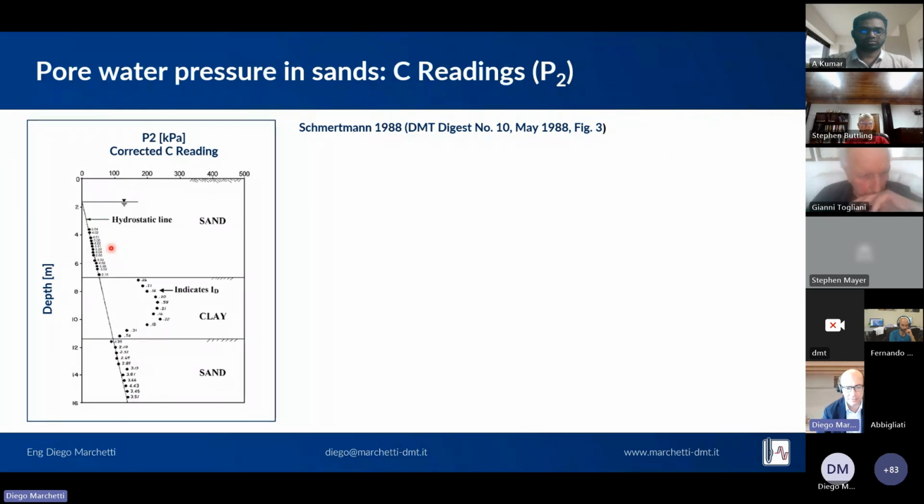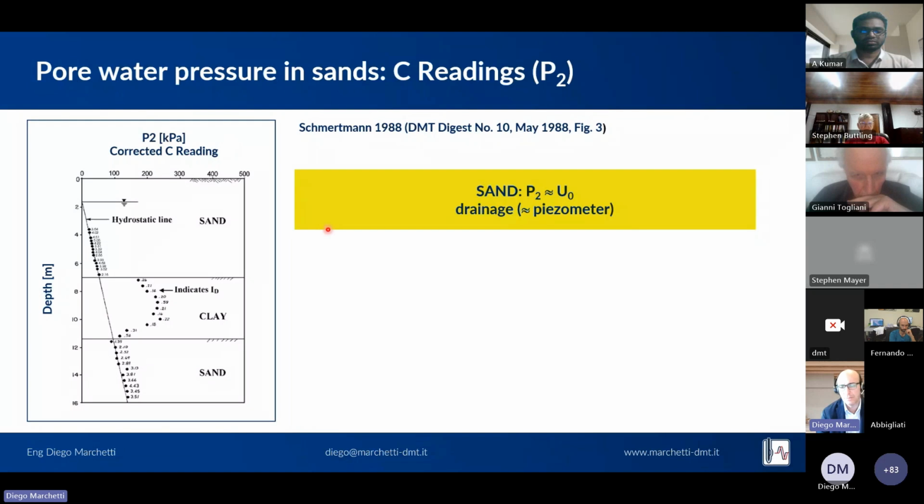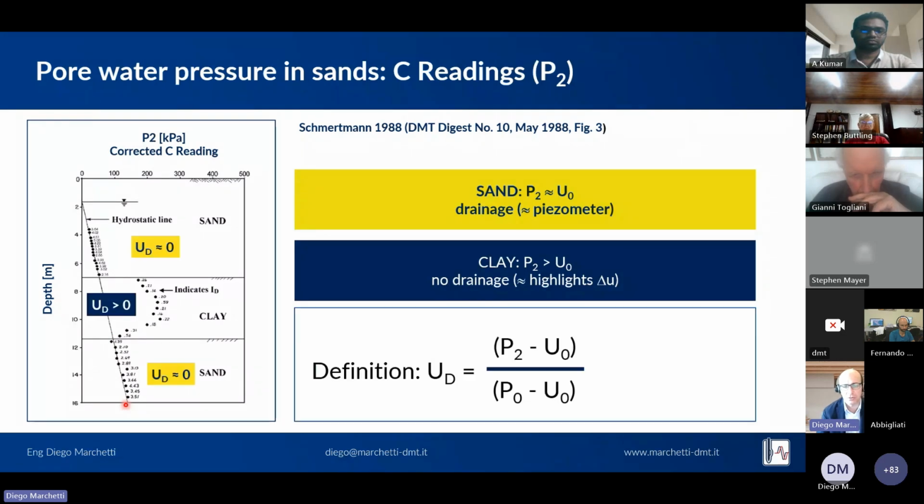And in sands, all the C readings after correction to P2 showed to align very nicely on the water pressure, whereas in clay, they highlighted the excess pore water pressure due to the membrane penetration. Then again, below there was another sand layer, and as it approached the sandy layer, you see the C readings then aligned again nicely on the water pressure. So to summarize, when we are in a sandy material, the C reading corrected P2 is equal to the water pressure, just like a piezometer, whereas when we are in clay, P2 and UD highlight the excess pore water pressure.